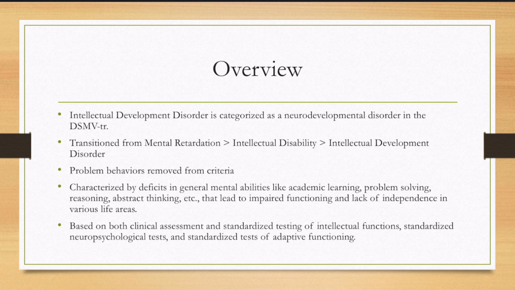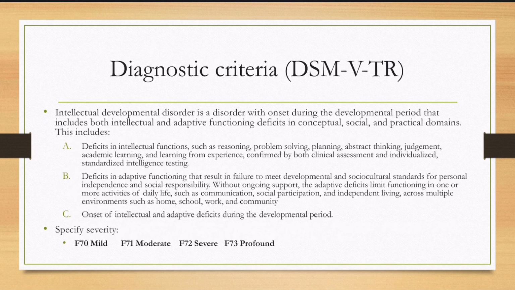evident in the diagnosis. So this diagnosis is a neurodevelopmental disorder, and it's characterized by deficits in general mental abilities. This can include things like abstract thinking, problem solving, reasoning, social interactions, and also academic learning. And with these deficits, it leads to impaired functioning and lack of independence in various life areas.